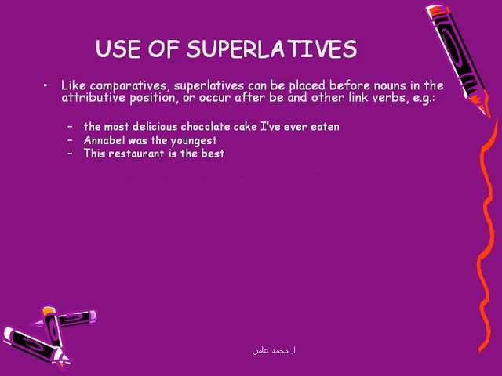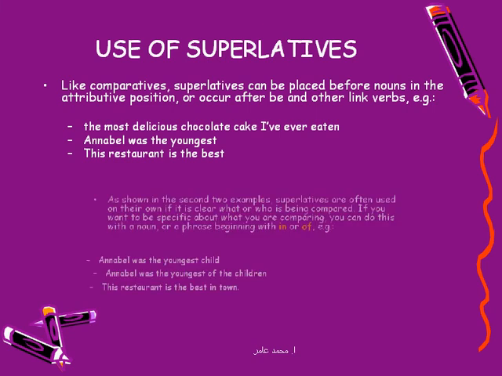The use of superlatives. Like comparatives, superlatives can be placed before nouns in the attributive position, or occur after be and other link verbs. For example, the most delicious chocolate cake I've ever eaten. Annabelle was the youngest. This restaurant is the best.